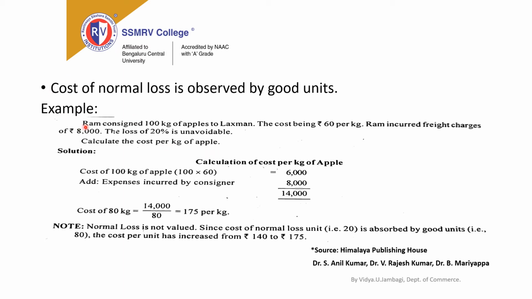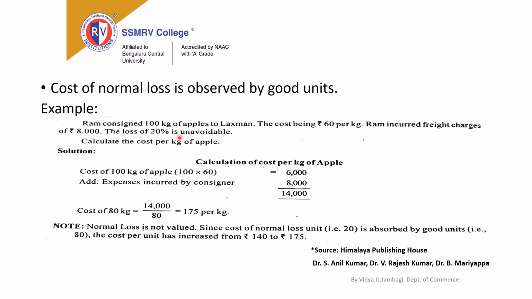So Mr. Ram is the consignor and Mr. Lakshman is the consignee. Mr. Ram has consigned 100 kgs of apple and the cost per kg of apple is rupees 60. Mr. Ram, who is the consignor, has incurred freight charges of rupees 8,000. So this is the non-recurring expense of the consignor, which is a direct expenditure. So this adds to the cost of the goods.